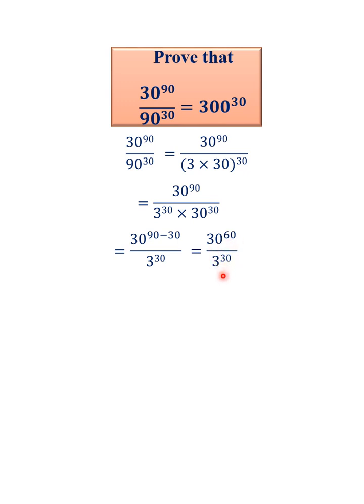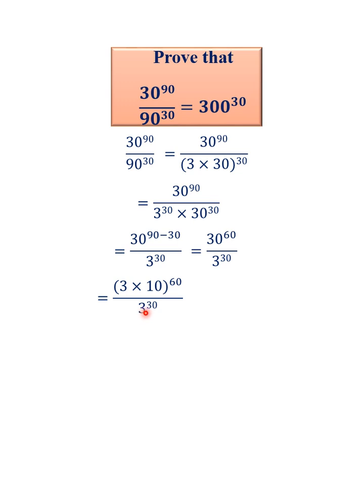Let's continue because we are proving that this is equal to 300 raised to power 30, so we are not there yet. Looking at this, we can rewrite it as 3 times 10 all raised to power 60. We can break down 30 into 3 times 10, and everything is raised to power 60. Now, everything is divided by 3 raised to power 30 at the denominator. The reason we broke this down into 3 times 10 is so that we can have 3 and 3 here.